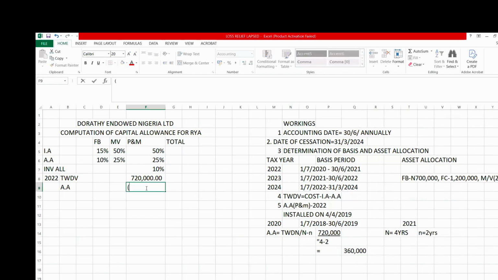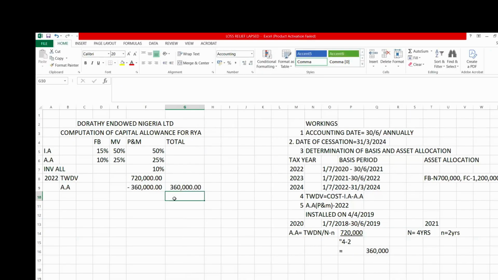You are going to put it in brackets. Under the total column, you transfer any capital allowance you calculate in that year to the total column. So the annual allowance in that year of assessment is 360,000 naira. The company did not acquire any assets in 2022, so that is the only allowance that will come in 2022.